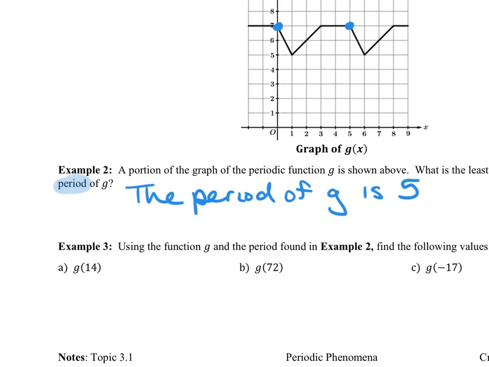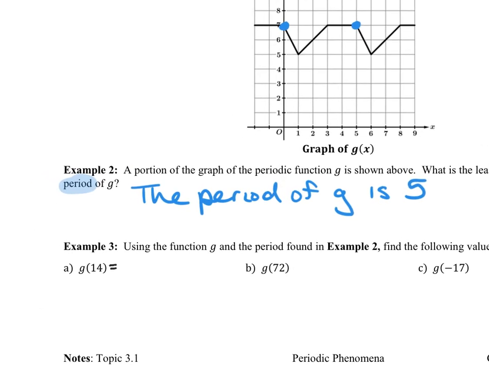Don't think about it too hard. How many times does 5 go into 14? 2. So this is like saying g of 2 times 5 plus how many left over? 4. So we would have 2 complete periods of the function, 2 times 5, and then 4. For our sake, that means we're really just reading the graph at g of 4 because it's going to repeat itself every 5 units.